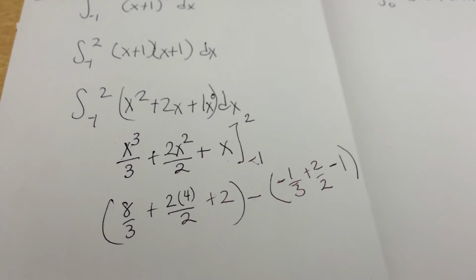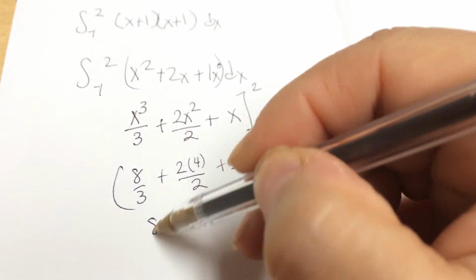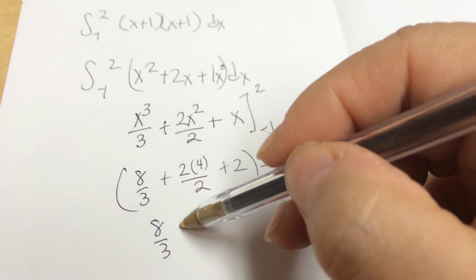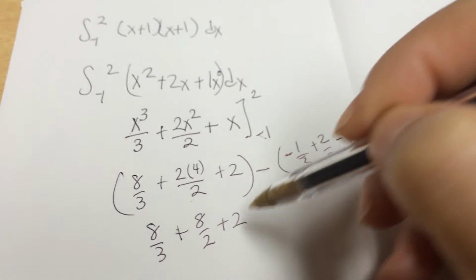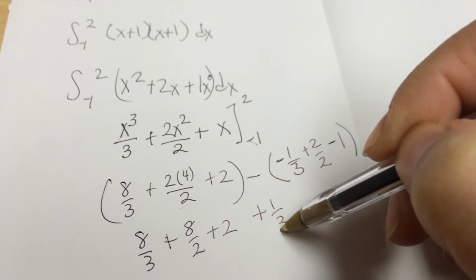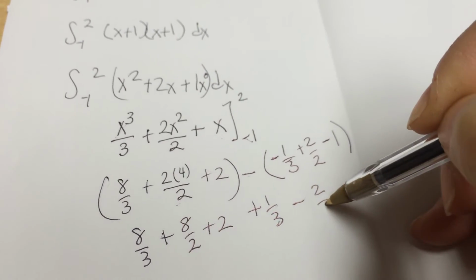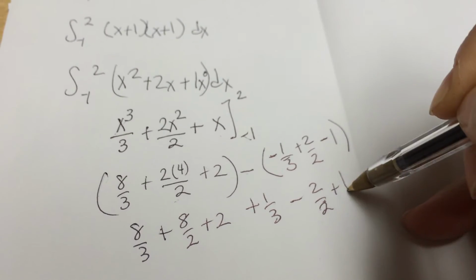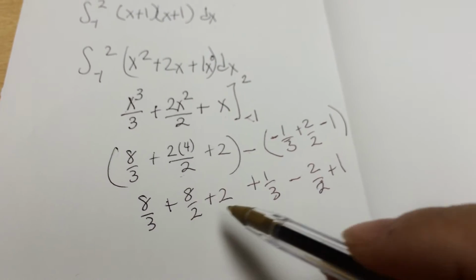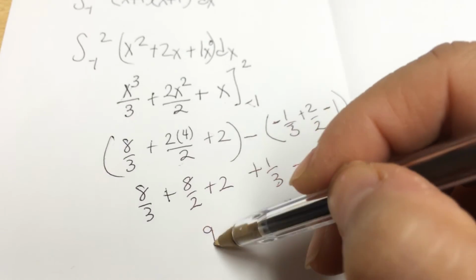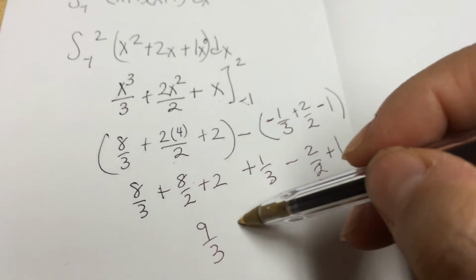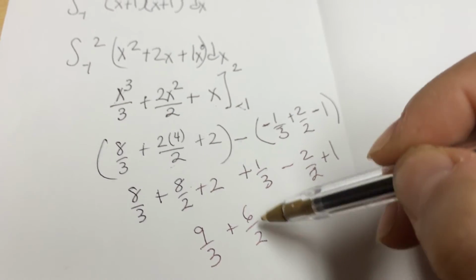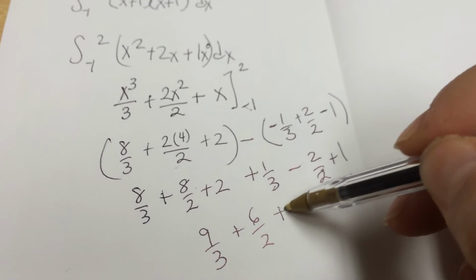Okay? So now let's distribute the negative. So I'm going to get rid of the parentheses. 8/3 plus 8 over 2 plus 2 plus 1/3 minus 2 over 2 and then plus 1. Okay, so then 8 over 3 plus 1 over 3 gives us 9 over 3. 8 over 2 minus this gives us, what, 6 over 2? And then 2 plus 1 gives us 3 right there.